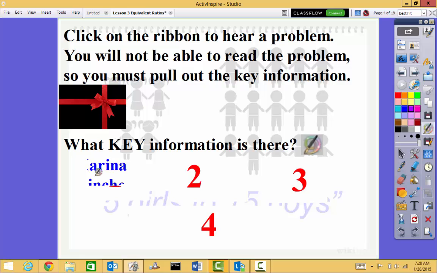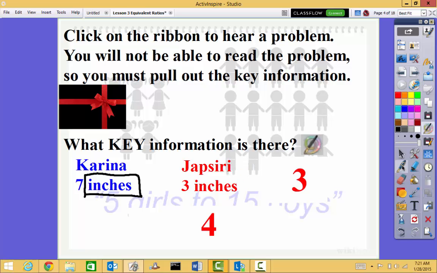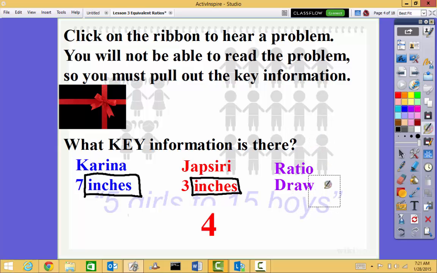Okay, one of the key pieces of information you should have been given is who our people are and what they're doing. Here we have Karina, and it said 7. It said the ratio was 7. It didn't say inches, but I just put that there to help you think about what it might be talking about. Then for another key part, Japsiri, it said 3. It didn't say 3 inches, but I put that there to help us understand what they might be doing. Then it also said that we're working with ratios, and that we're going to draw something.